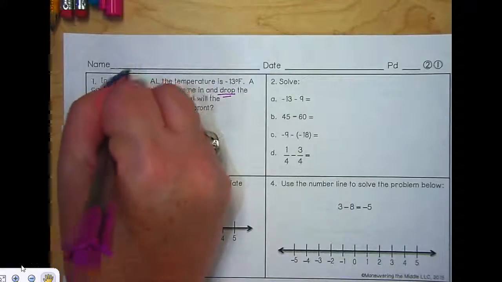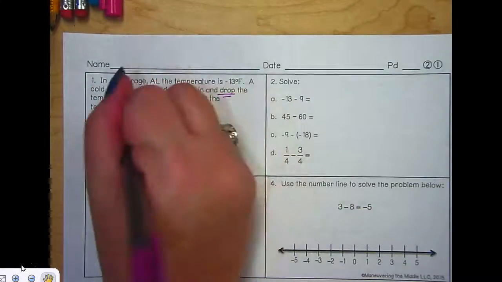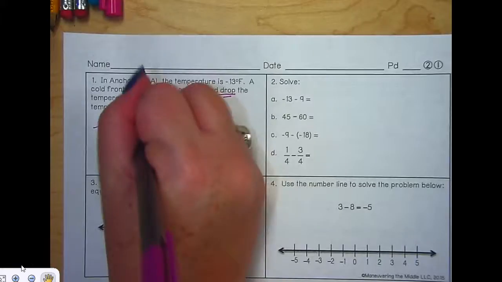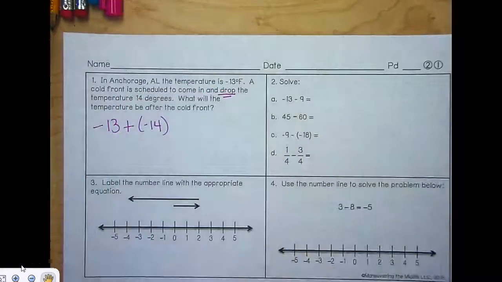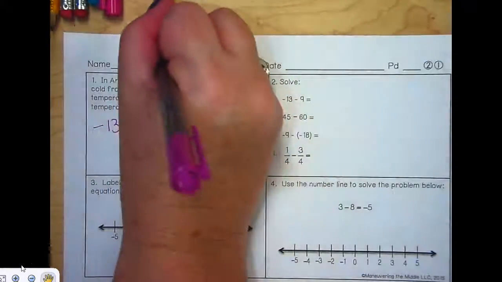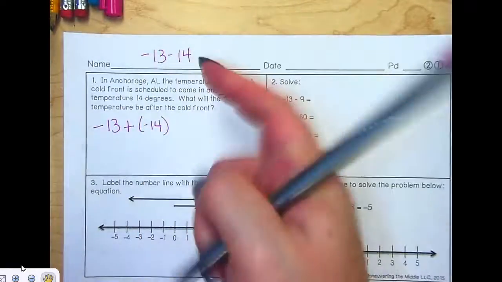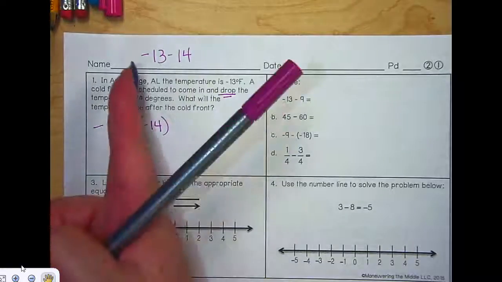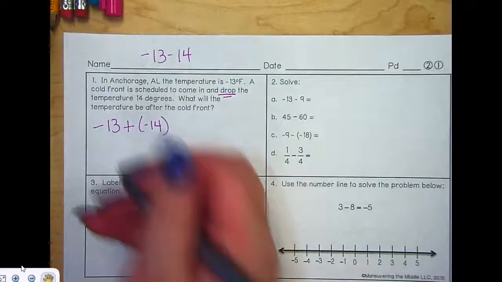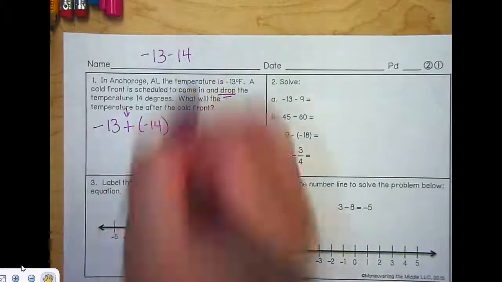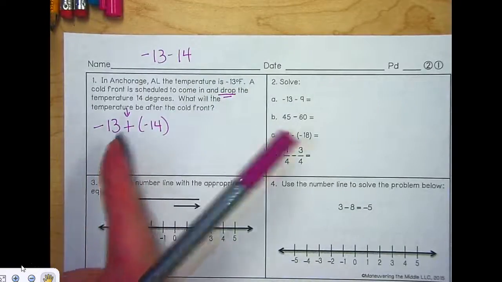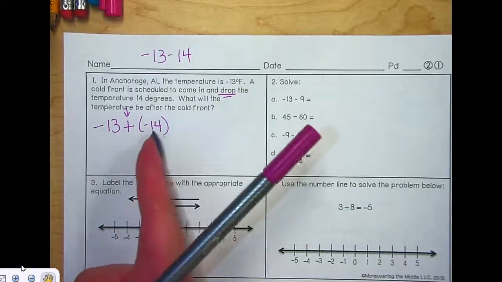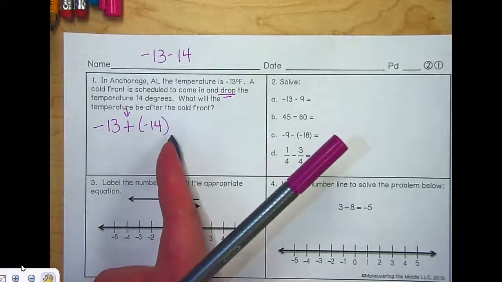Negative 13 minus 14 or plus negative 14. Those are the same things, right? Negative 13 minus 14 means to go 14 in the negative direction on the number line. Or when you rewrite it, it looks like this. And I kind of think of this as a "and then." So you're at negative 13 and then you move negative 14.